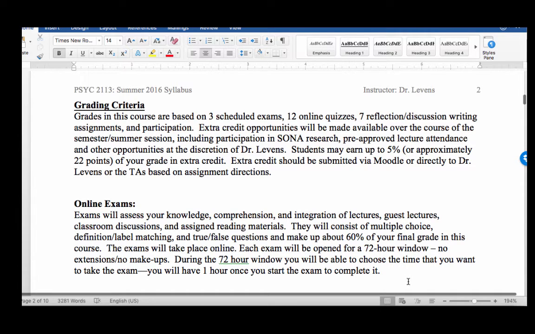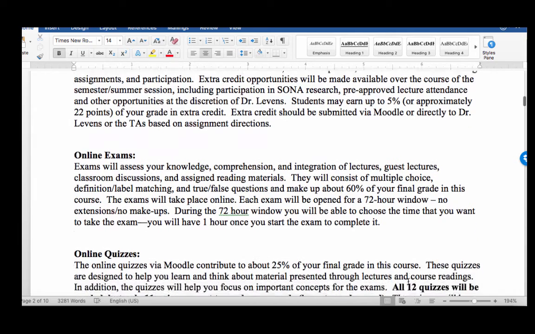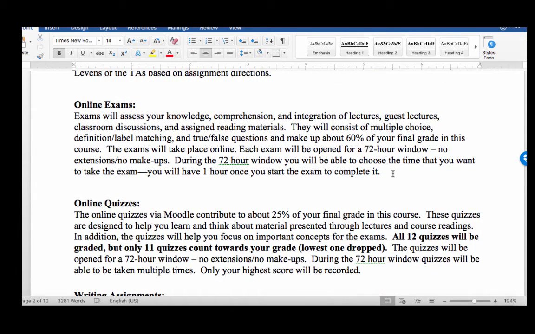During the 72-hour window, you will be able to choose the time that you want to take the exam, but you will have only 1 hour to complete the exam once you start it. I want to tell you up front right now that we have conducted in-person versions of these exams, so we know how long the exams take. The 1 hour that we give you is tight.